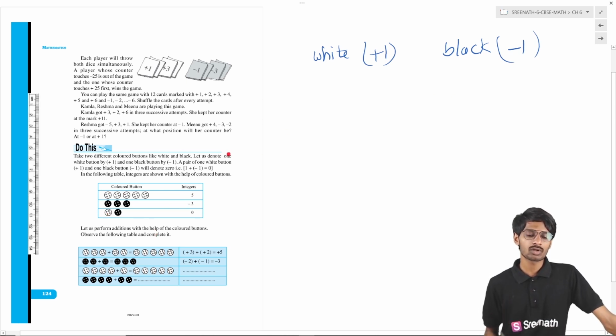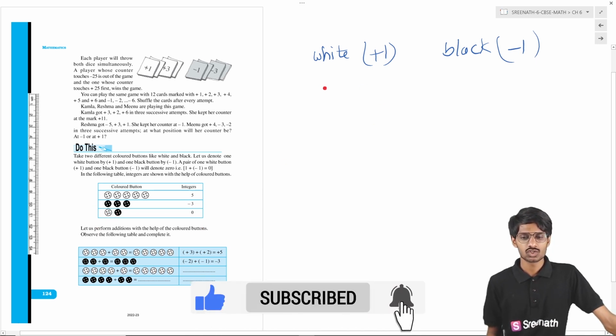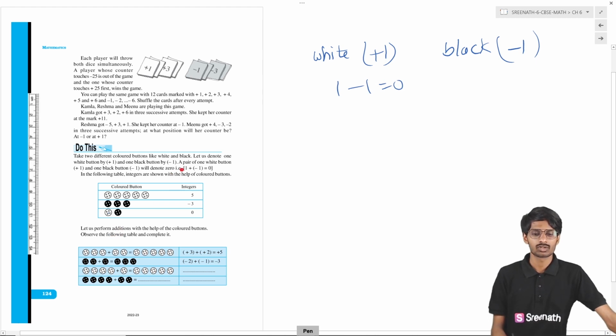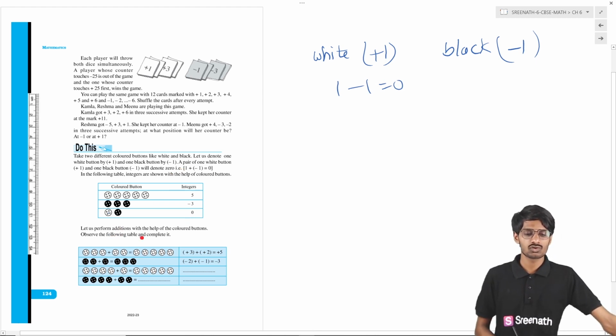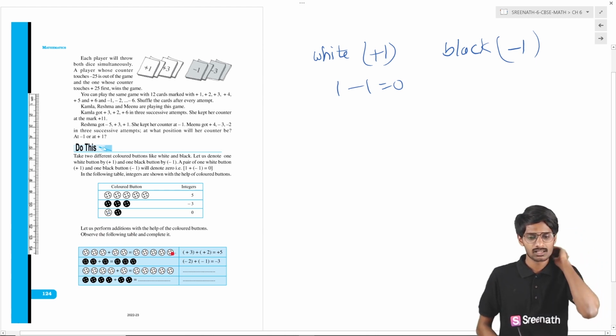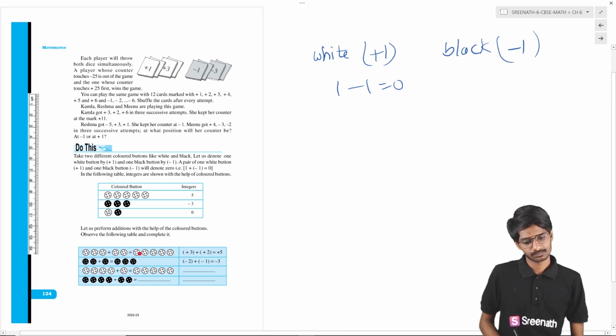What we have to remember is that one white and one black button together are represented as 0. That is, +1 plus -1 is equal to 0. Okay, students, see this table and complete the table. Here 3 whites, so 3, and 2 whites, so 2. The final result is 3 plus 2 equals 5. Then 2 blacks and 1 black, -2 plus -1. How many blacks? 3 blacks, so -3.